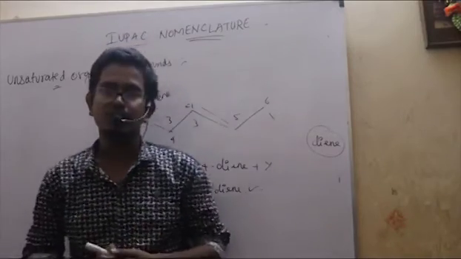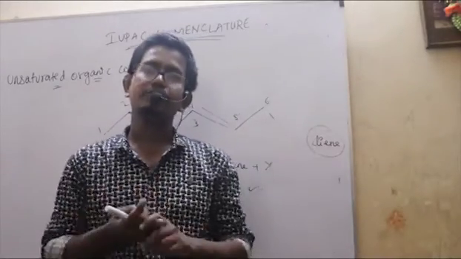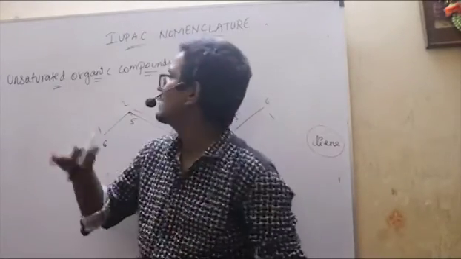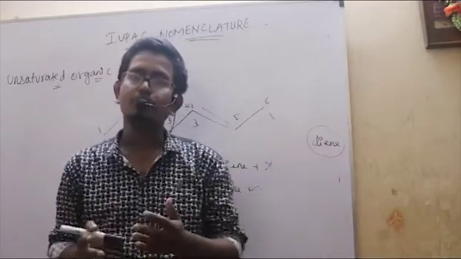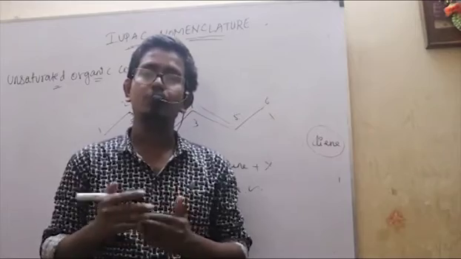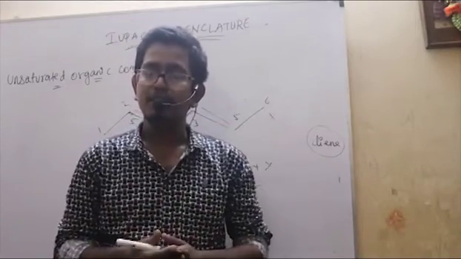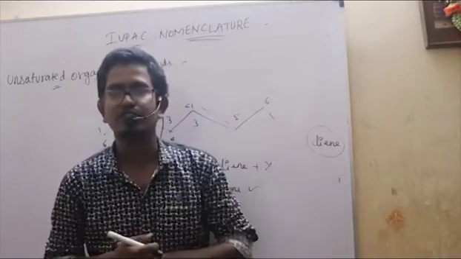Now you would have better understood how to find the names for a simple organic compound, how to find the names for a complex organic compound and an unsaturated organic compound, and how to give the numbering, how to select a parent chain, and what is the order to write the name. You would have better understood from these 3 lectures.